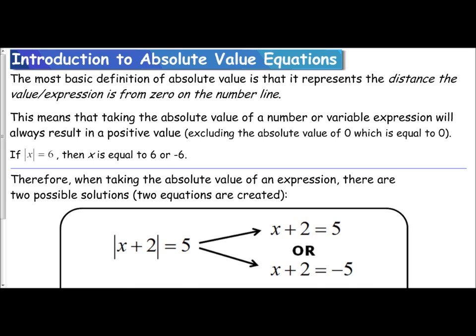The most basic definition of an absolute value is that it represents, and this is the key, the distance the value or expression is from zero on the number line. And remember, that means your distance is always going to be positive. Whenever you take the absolute value of a number or expression, it has to result in a positive value because distance is always positive. The one exception to the rule is that the absolute value of zero is zero. Zero is neither positive nor negative, so it's just zero.